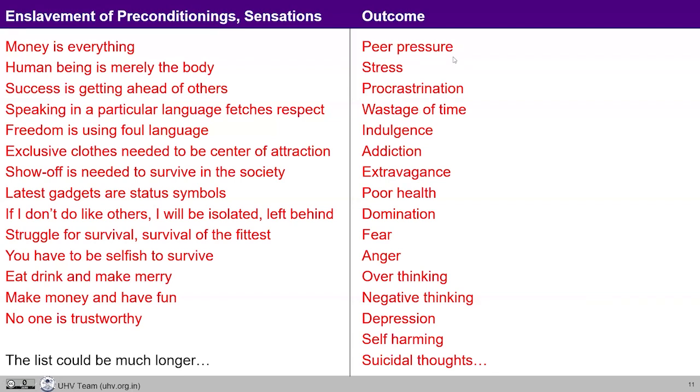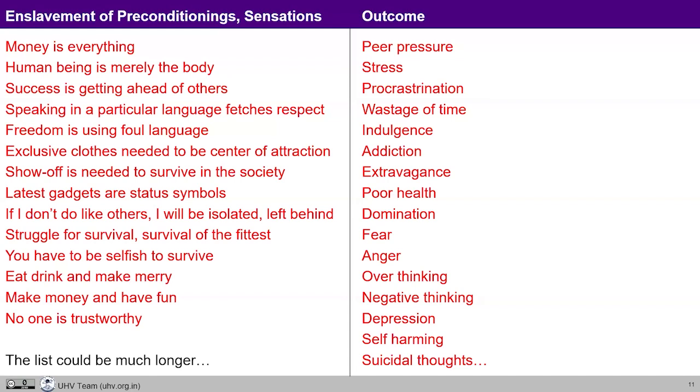So what is the outcome? Because we are trying to discuss the concerns and the resolution of concerns, we have to talk about the outcome also. So it's not directly mapped. Let us be very clear that we have not mapped it directly. It could be a coupling of so many preconditionings that is leading to one particular outcome.